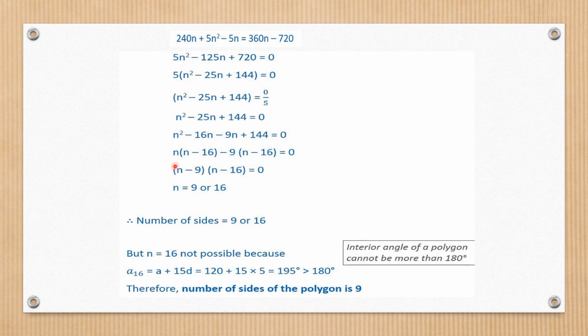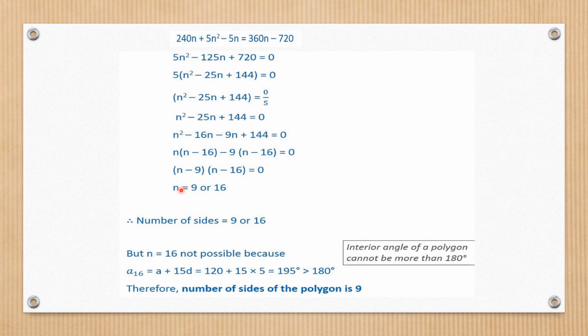So it becomes n into n minus 16 from this common, and from here 9 will take in common, so n minus 16 equal to 0. So we get it as n minus 9 into n minus 16 equal to 0, and two values of n are 9 or 16. Okay. Now I need to check whether both of them are okay or any one of them is okay.